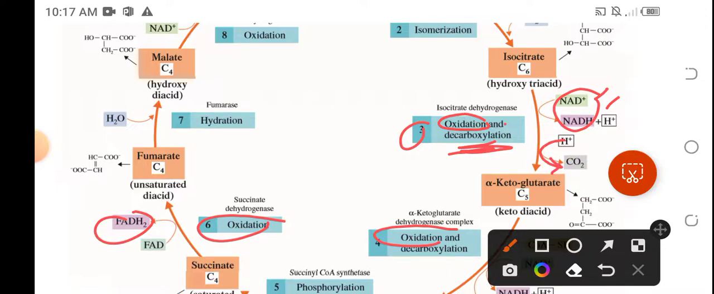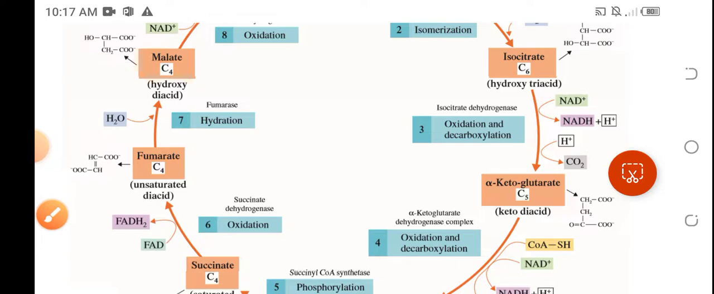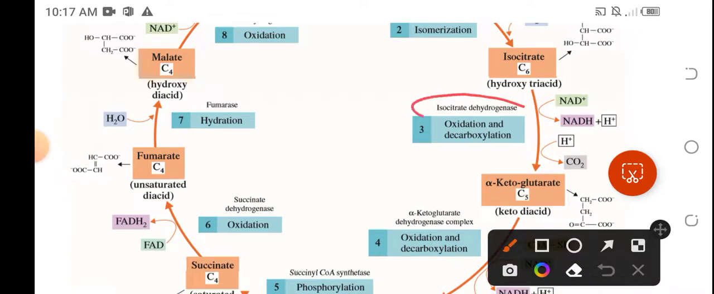So carbon dioxide. So decarboxylation, ibig sabihin in order for you to produce the carbon dioxide, kailangan magtanggal ka ng carboxyl group dito sa ating reactant. Okay? So let's have this third reaction, oxidation and decarboxylation. The enzyme needed here is the isocitrate dehydrogenase. So laging tatandaan that in Krebs cycle, when we use the enzyme dehydrogenase, usually that is for the oxidation reaction.